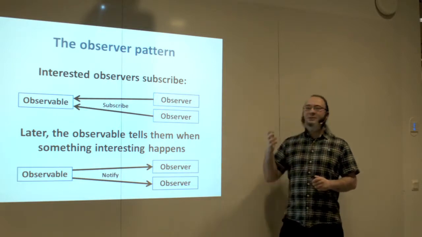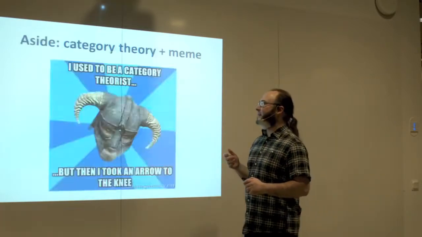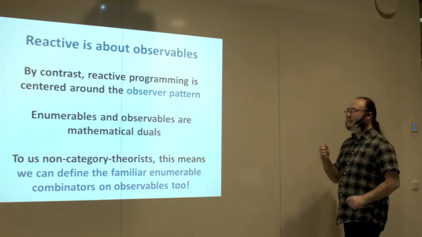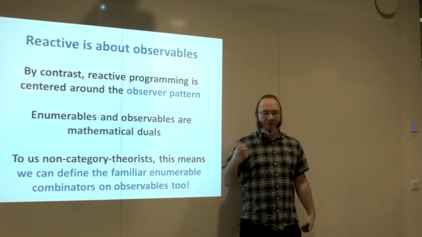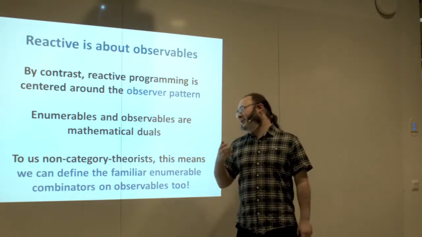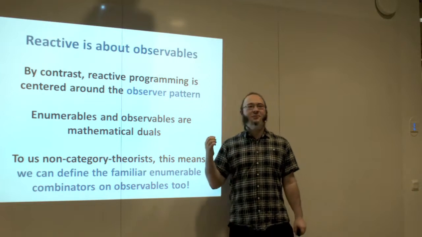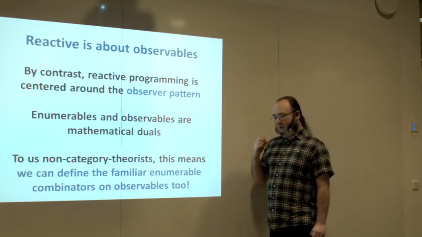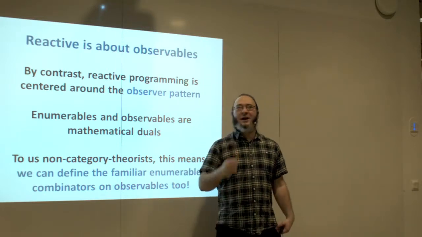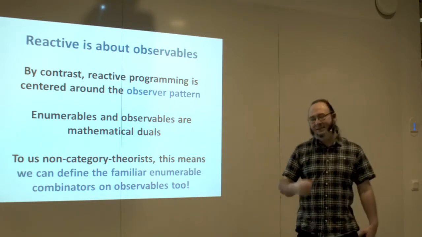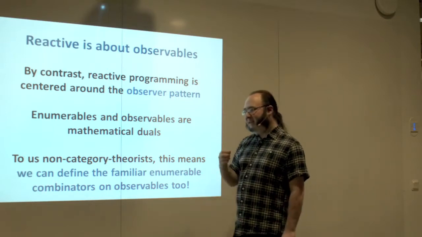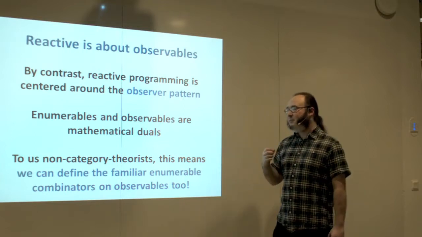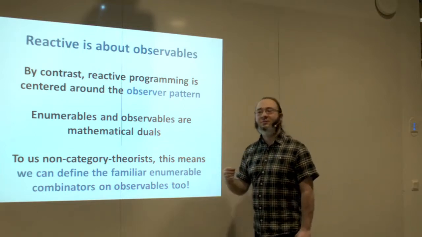Now, why this relates to category theory: there's a concept called mathematical duals. Basically, duals come out of category theory. I'm not a category theorist, but essentially there's one really important result that comes out of all of this. All of those combinators, like where and select and let and so forth, that make sense to define on enumerables also have a sensible definition on observables.